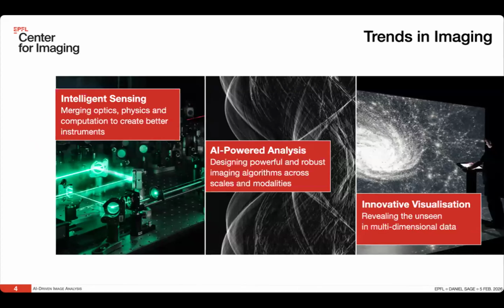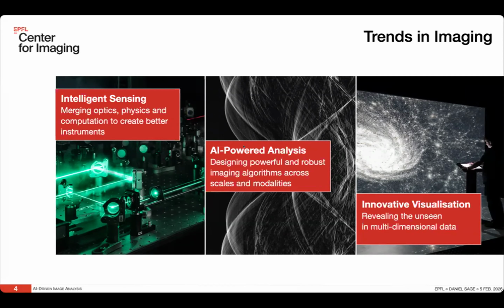So what's happening now in imaging? Many things move very, very fast. In these three domains, in the acquisition part, we now have intelligent sensing. Typically in microscopy, we have smart microscopy, where we want to drive the microscope to acquire only the relevant data at the right temporal resolution or spatial resolution.